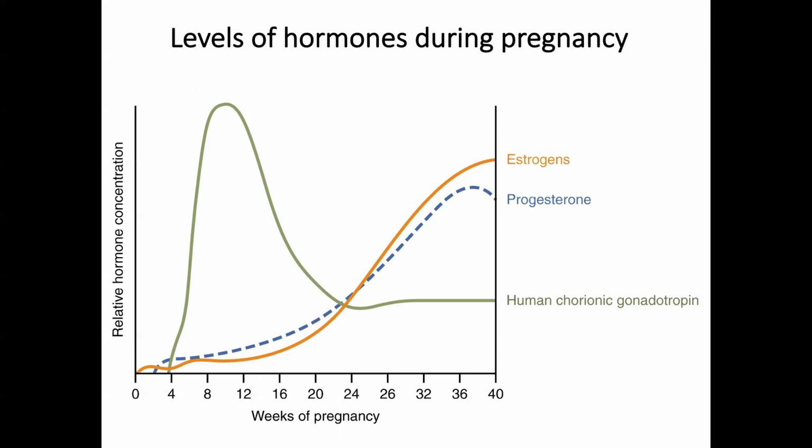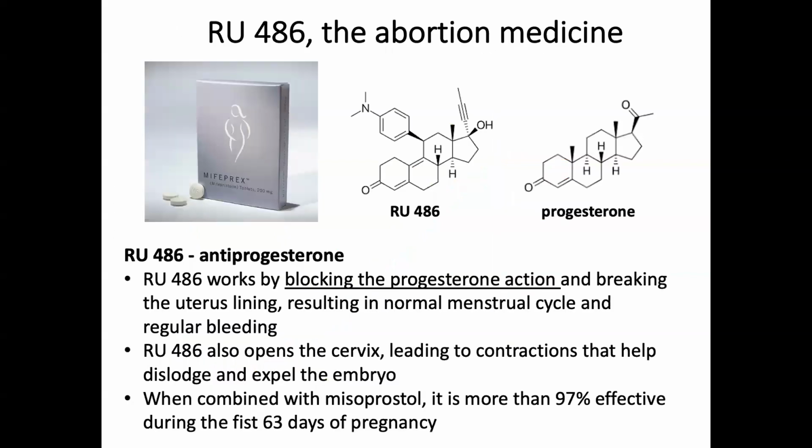So now it appears that these hormones are very important for fetus development. What would happen if the signaling pathways are blocked? Here I give you an example, okay? This compound, RU486, also called mifepristone, is an abortion medicine, okay?